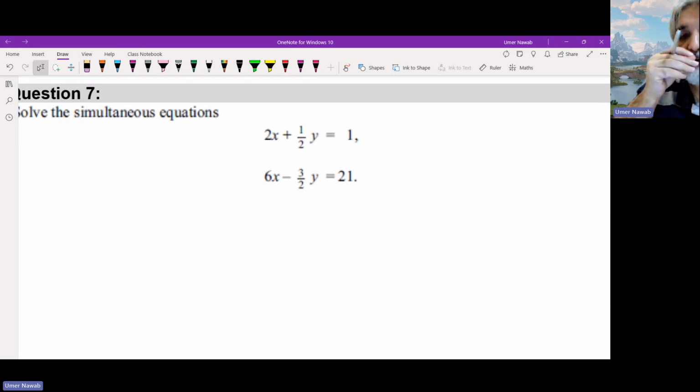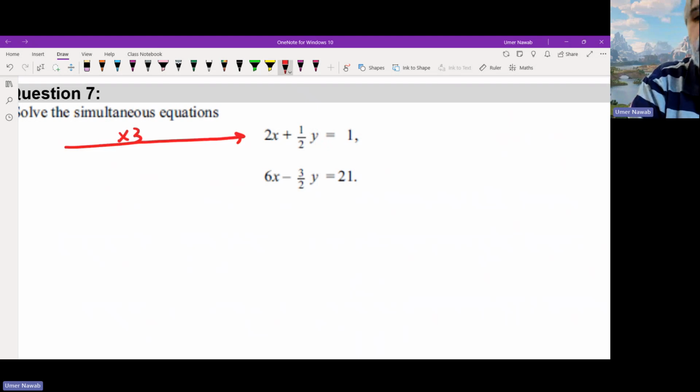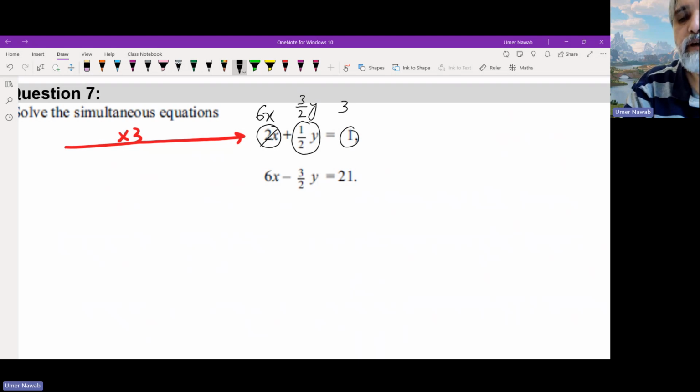Next, question number 7, interesting. I want to cancel x or y. Believe me, guys, I would love to multiply the first equation by 3. If I multiply the first equation by 3, 2x times 3 is going to give you 6x. And if I multiply half y with the 3, it becomes 3 over 2 y. And if I multiply 1 with the 3, it gives you 3. So that's the situation I got.